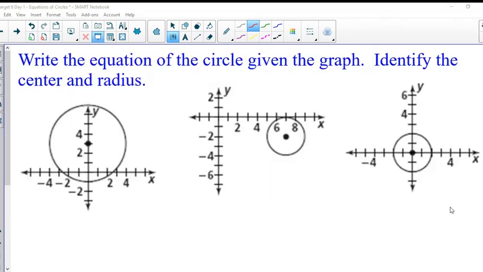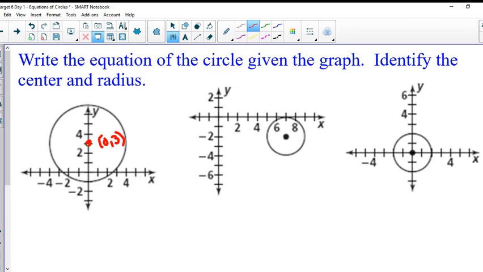Next thing we're going to do is write the equation of the circle given a graph. We are also going to need to identify what our center is and what our radius is. So looking at our first problem over here, obviously this dot is our center of our circle. So using our graph, we're going to go 1, 2, 3 up on the y, and then notice we're not moving left to right. So our x is going to be 0 and our y is going to be a +3. That is our center.